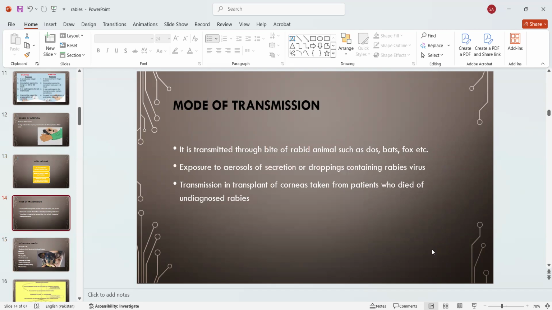Mode of transmission. It is transmitted through bite of rabid animals such as dogs, bats, fox, etc. Exposure to aerosols of secretion or droppings containing rabies virus. Transmission in transplant of corneas taken from patients who died of undiagnosed rabies.